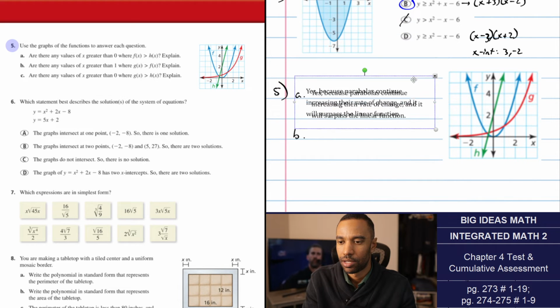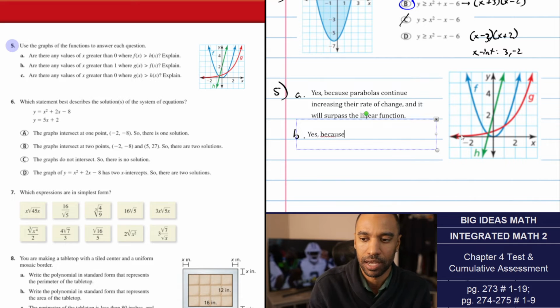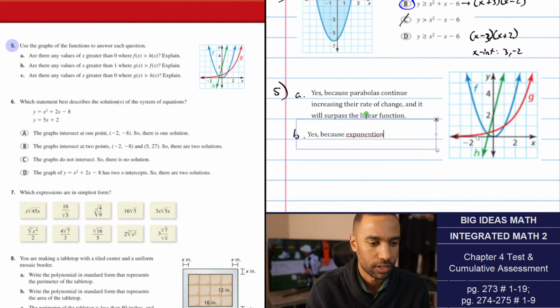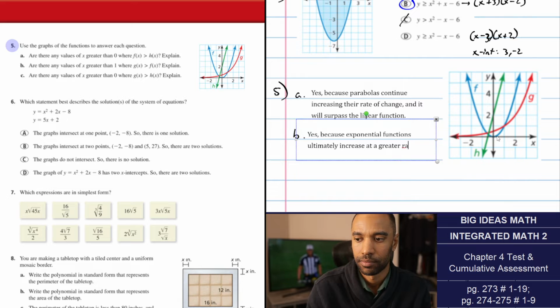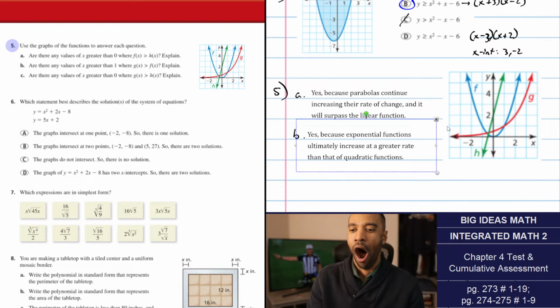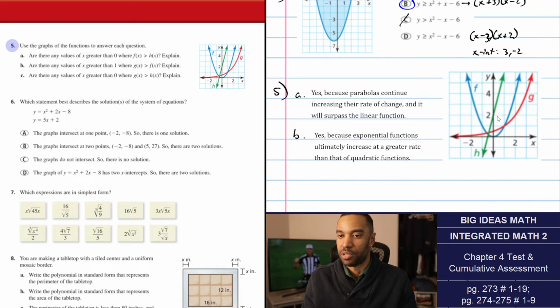Exponentials increase at an even greater rate, because exponential functions ultimately increase at a greater rate than that of quadratic functions, of parabolas. All right. Part C.